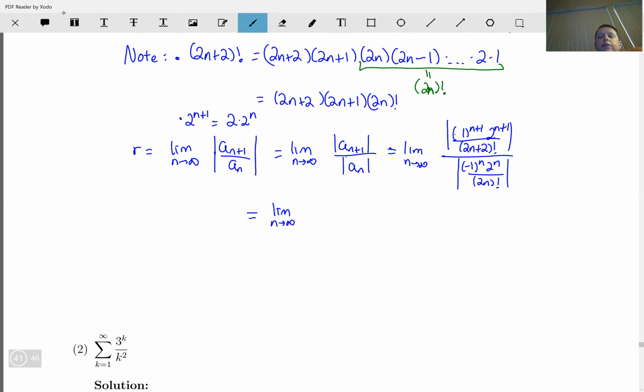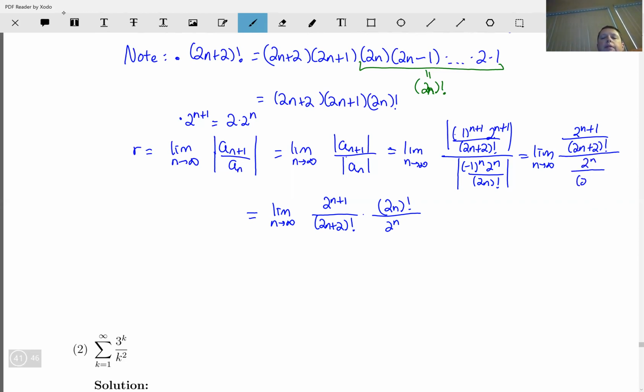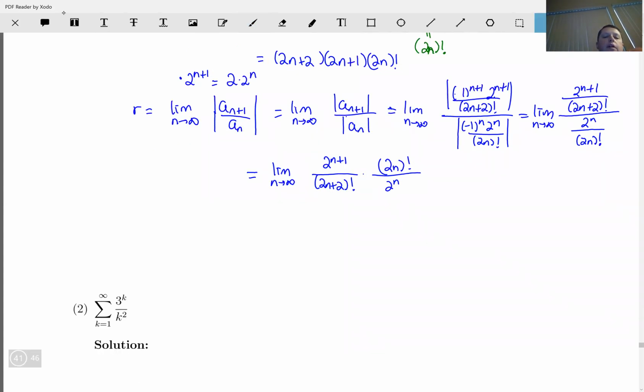So the absolute value just knocks out the negative n plus 1s. And I'm going to get 2 to the n plus 1 over 2n plus 2 factorial times 2n factorial over 2 to the n. Right, so again, the absolute value, the only thing that's not positive is just the negative ones. All right.